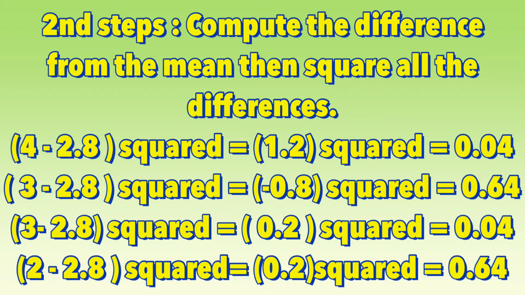The next is 2 minus 2.8 equals negative 0.8, then the square becomes 0.64. Then 3 minus 2.8 equals 0.2 squared, which is 0.04. The next, 2 minus 2.8 equals negative 0.8 squared, then equals 0.64.